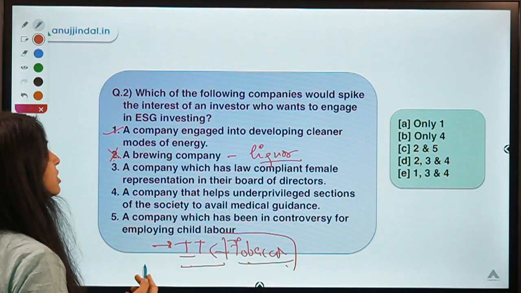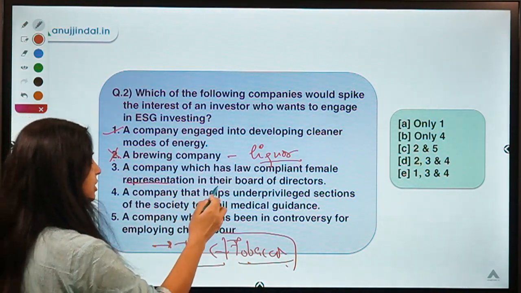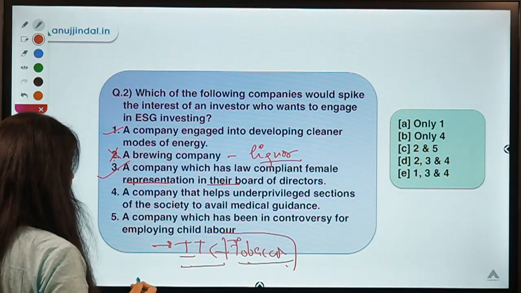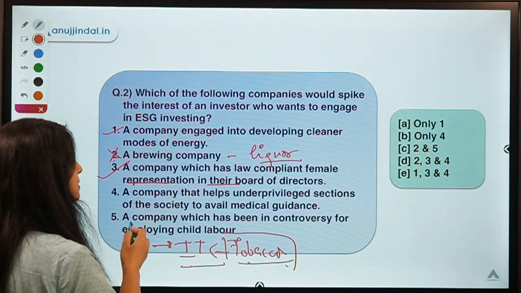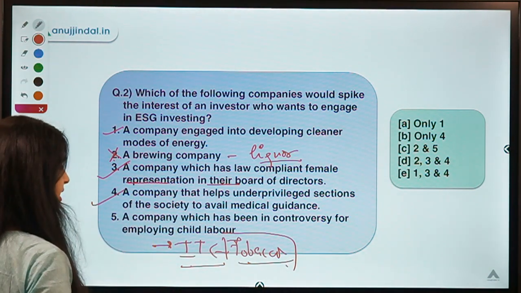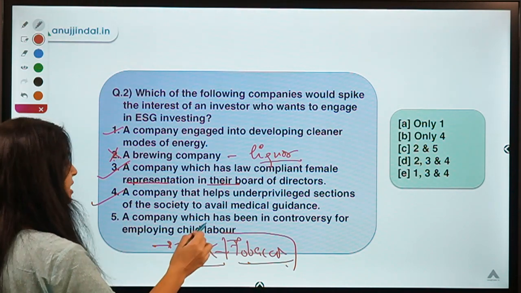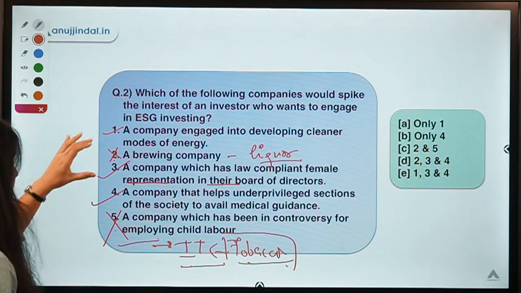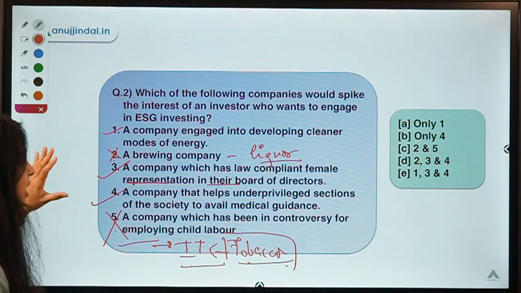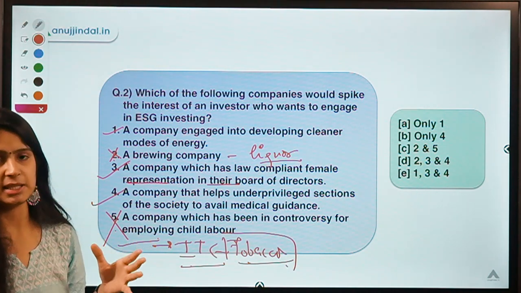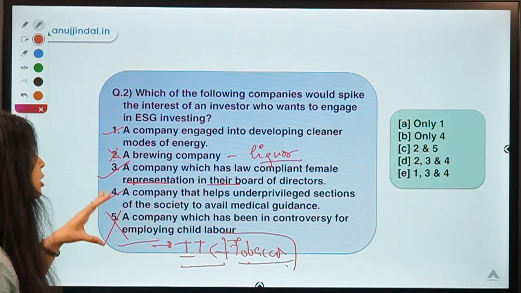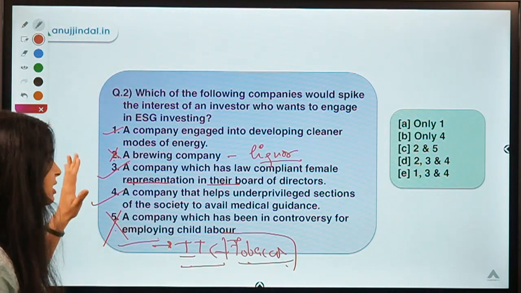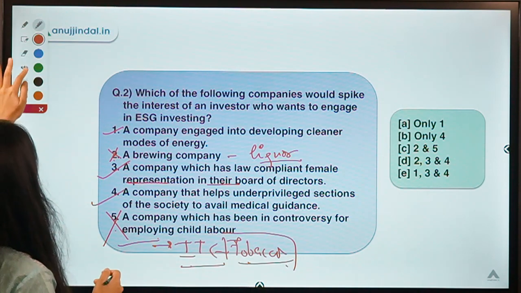After that, company which has law compliant female representation in their board of directors. Yes, right? Because following corporate governance norms. After that, company that helps underprivileged sections of the society to avail medical guidance. After that, company which has been in controversy for employing child labor. Obviously not, because these two points, points 2 and 5, are having a bad impact on society in the eyes of investors, right? So in the long term, an investor who believes in ESG investing might not be interested in these two. So the correct answer is 1, 3 and 4.